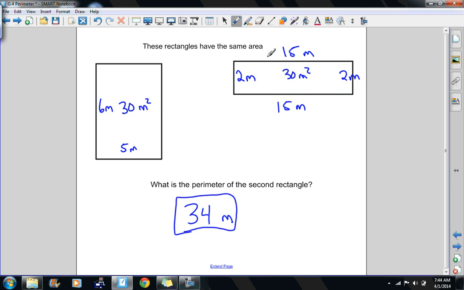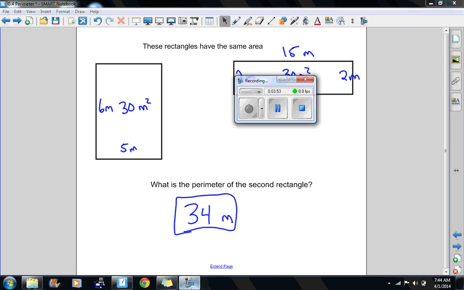If you bring in the work for this into class and show me, it's worth a piece of candy. Okay, that's the end of perimeter. There are a couple sections online for you.